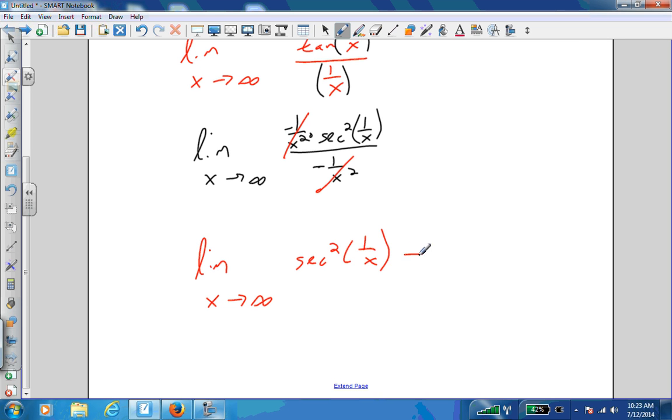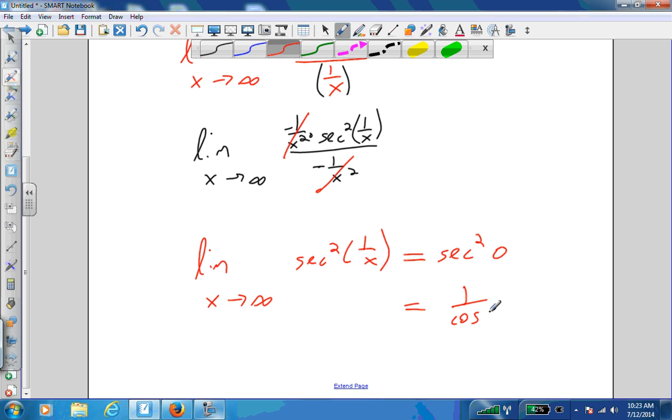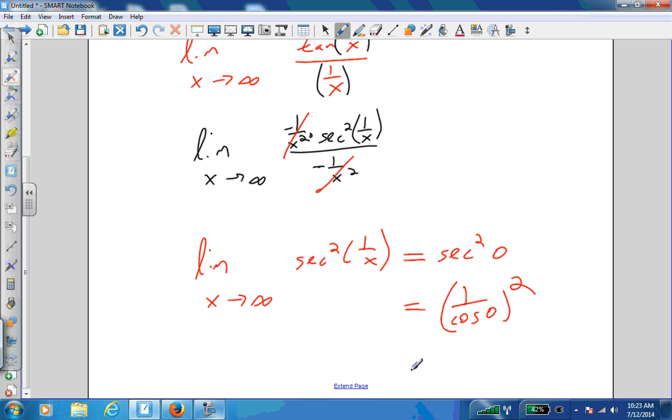If we take that limit, that's equal to secant squared of 0. Remember, secant is the reciprocal of cosine. So secant is 1 over cosine, so that would be secant squared. Cosine of 0 is 1. 1 over 1 is 1. 1 squared. So as messy as that was, our limit comes out to be 1.